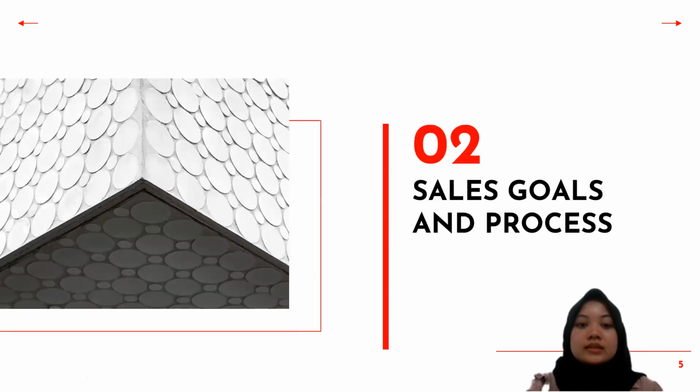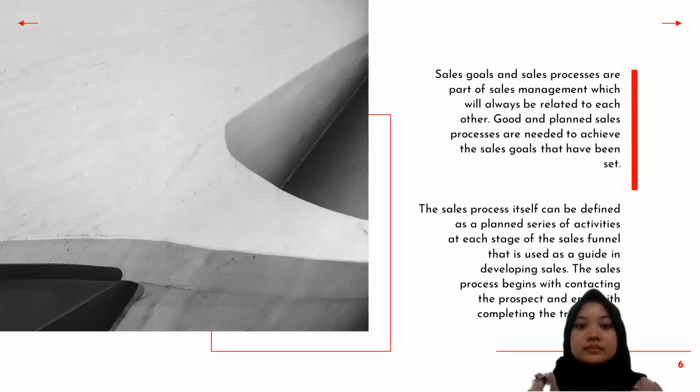The second is sales goals and processes. We can see on the screen, sales goals and sales processes are part of sales management, which will always be related to each other. Good and planned sales processes are needed to achieve the sales goals that have been set. The sales process itself can be defined as a planned series of activities at each stage of the sales funnel that is used as a guide in developing sales.